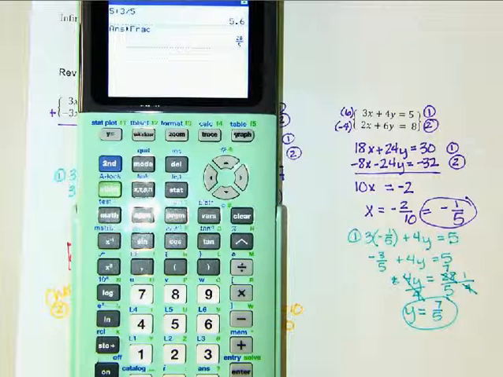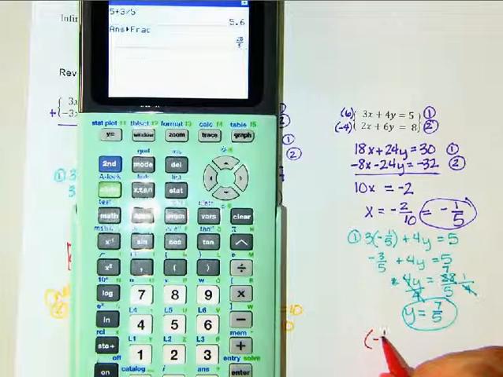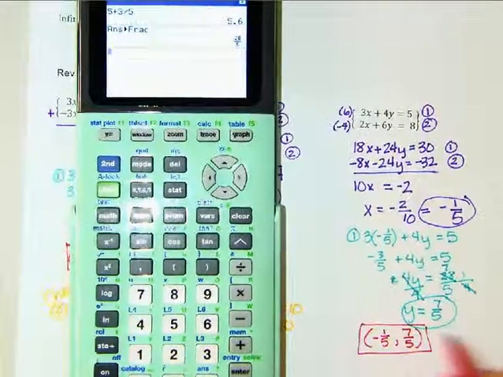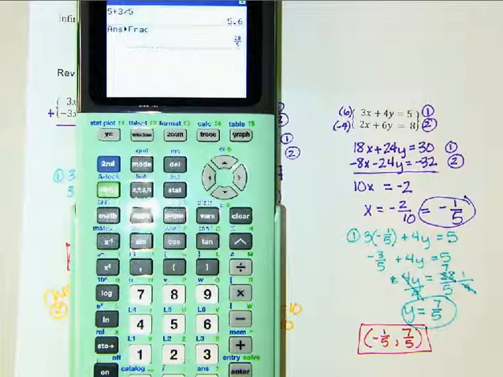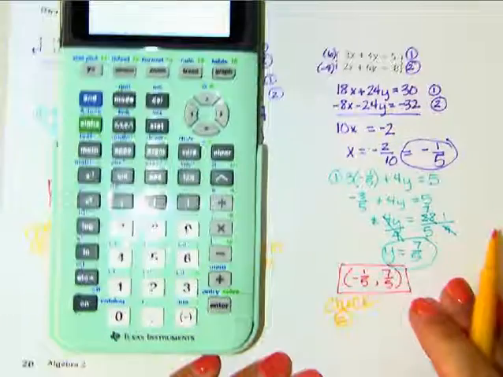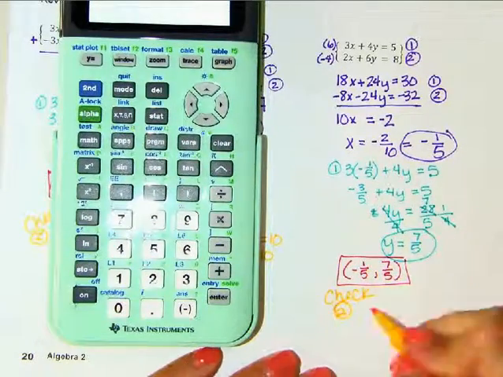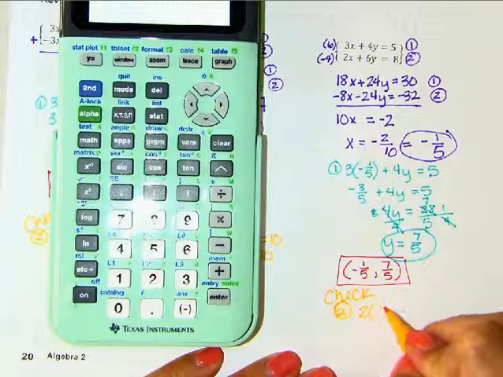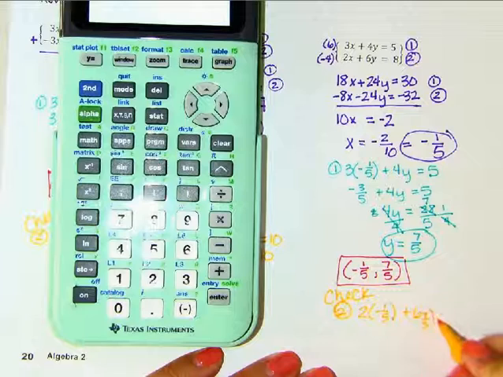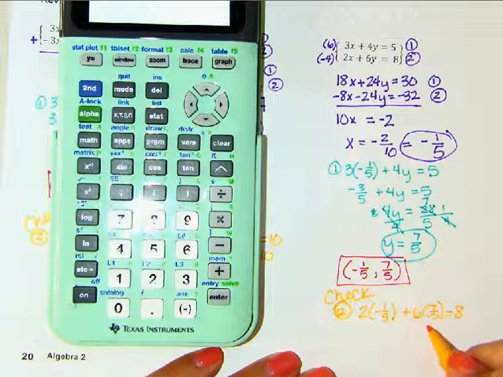So now I have x and I have y, so I have a negative 1/5, 7/5. That's my answer. And you check it the same way. So you do the check by plugging it into equation 2. And so I would have 2 times a negative 1/5 plus 6 times 7/5 equals 8. And I will tell you, 8 does equal 8, so we're good.